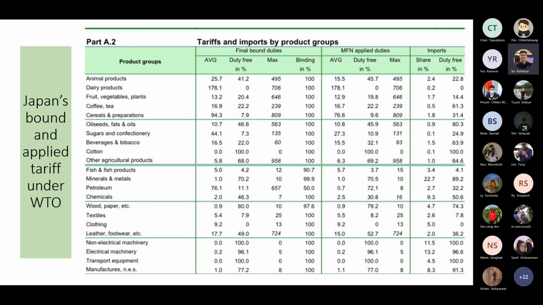All right. Yes, lecturer. I have a question. So how can we identify which are the sensitive goods? Sensitive good. Okay, very good.